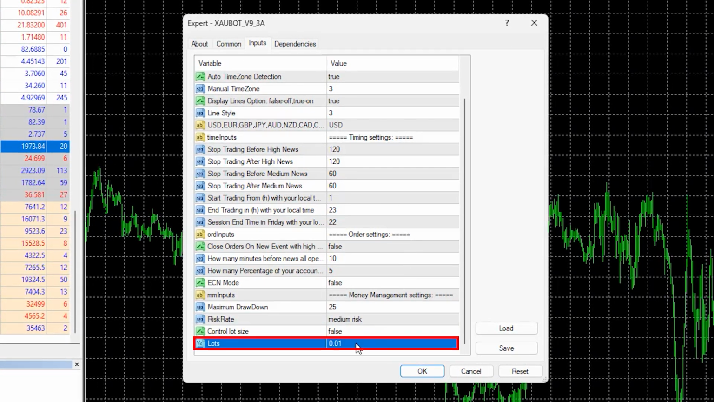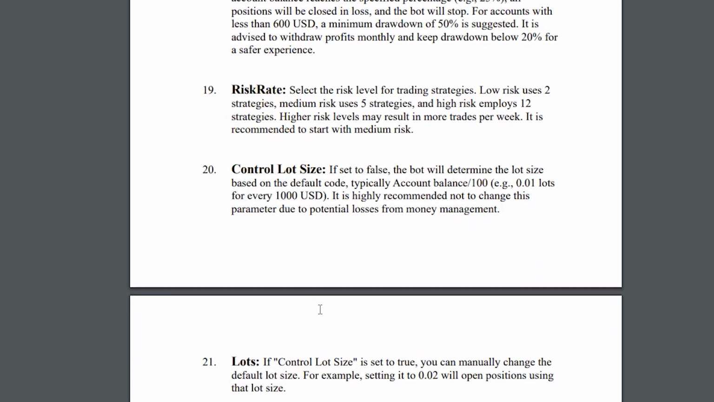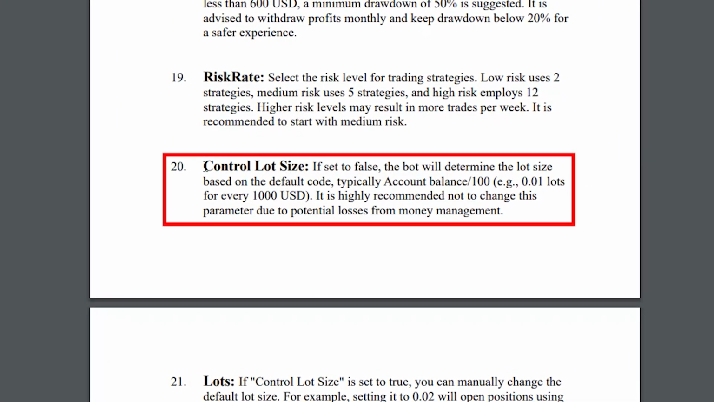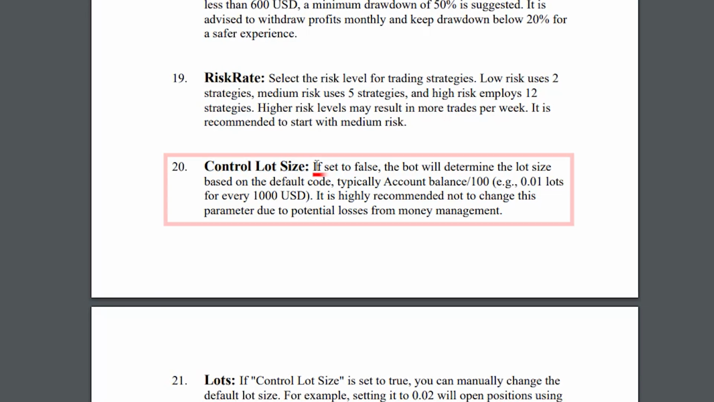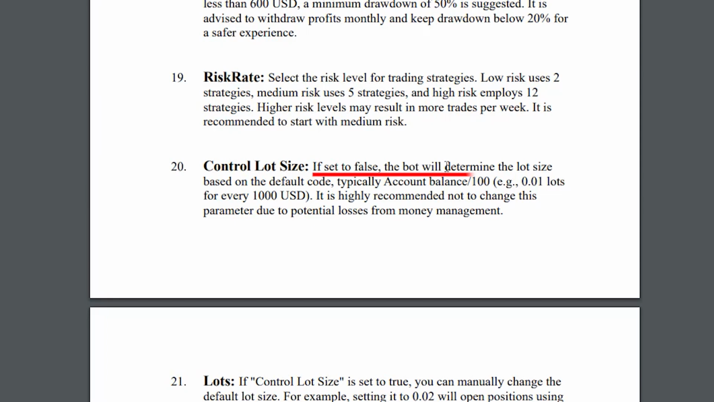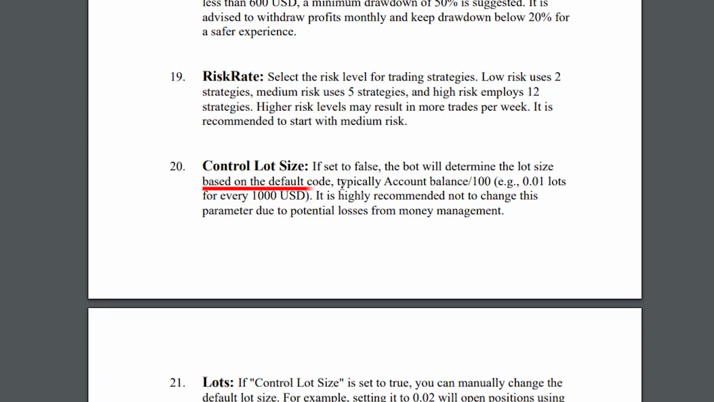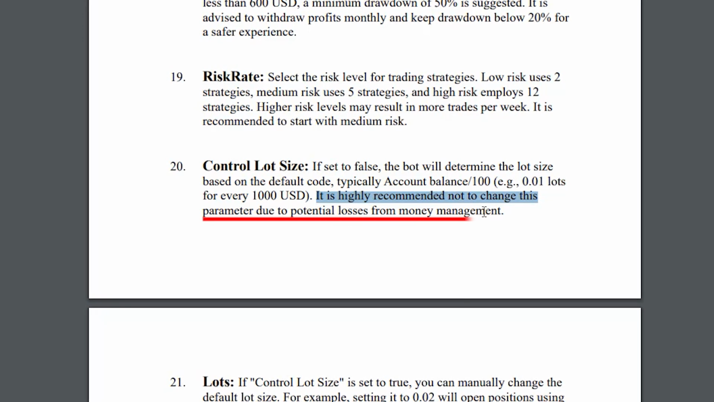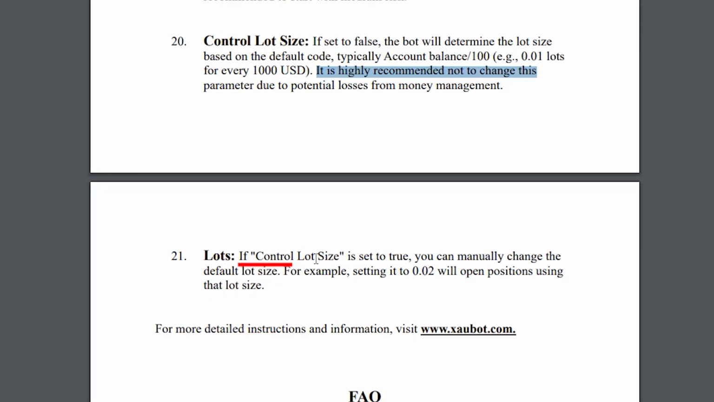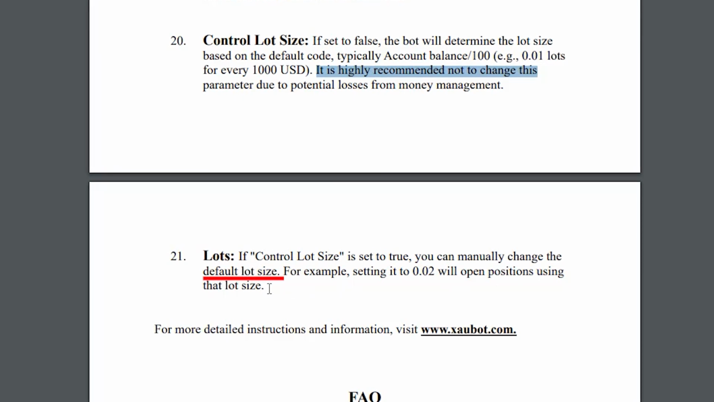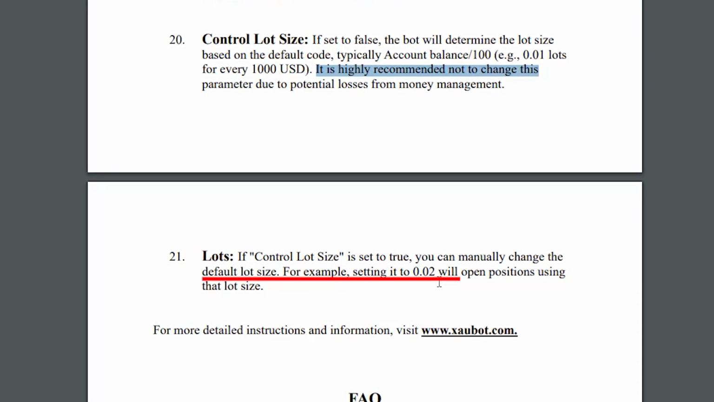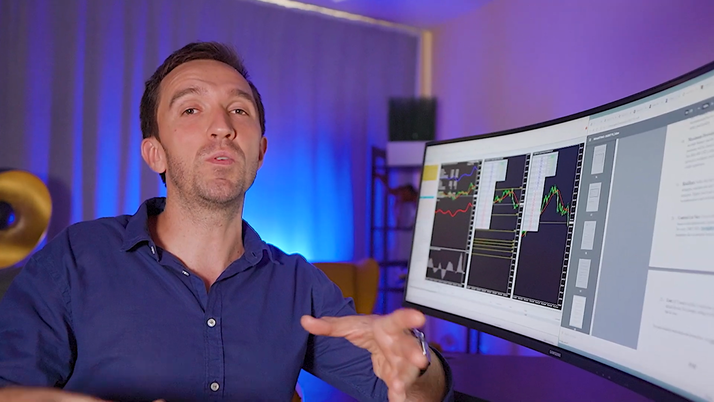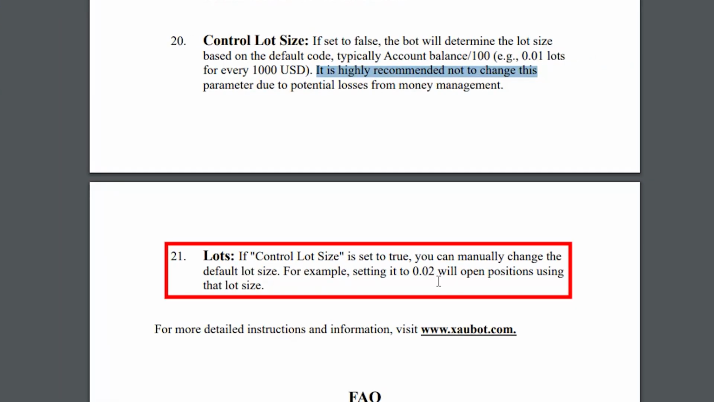And finally, we have the lots. Let's see if they suggest anything about it. So you can decide if you want the EA to control the size. If it is set to false, the bot will determine the lot size based on the default code. It is highly recommended not to change this parameter due to potential losses from the money management. And then with the lots, if control lot size is set to true, you can manually change the default lot size. For example, setting it to 0.02 will open positions using that lot size. Alright, so if it is true, actually we enable us, the traders, to control the lots.